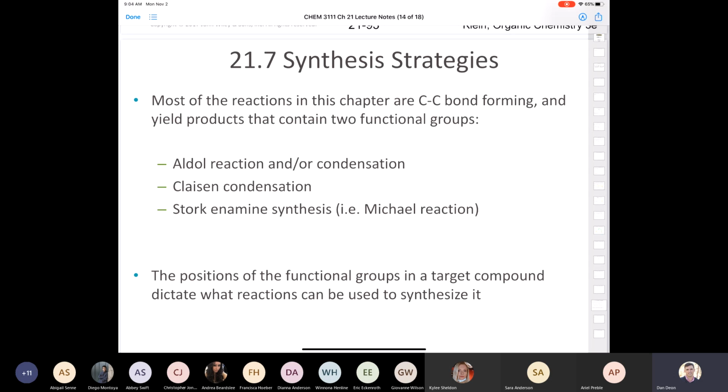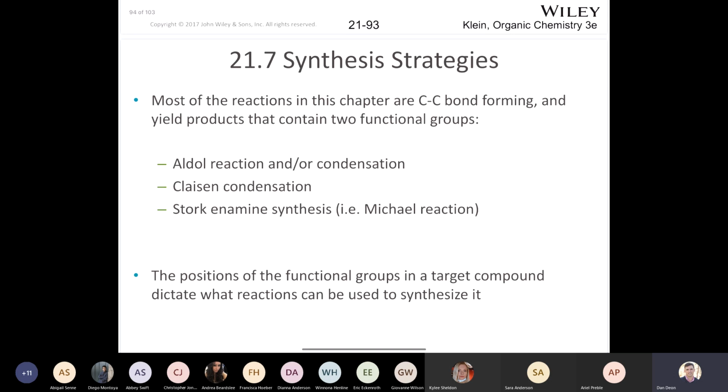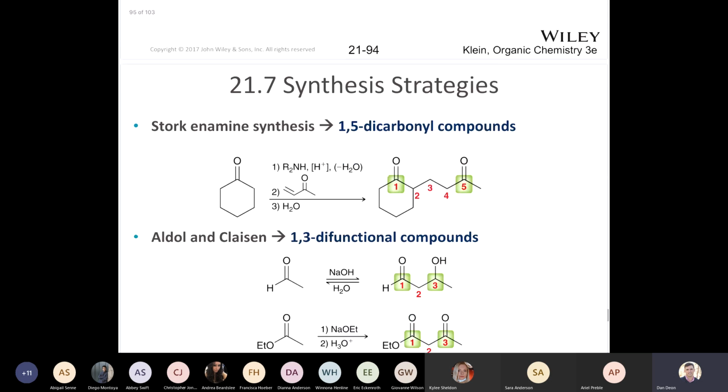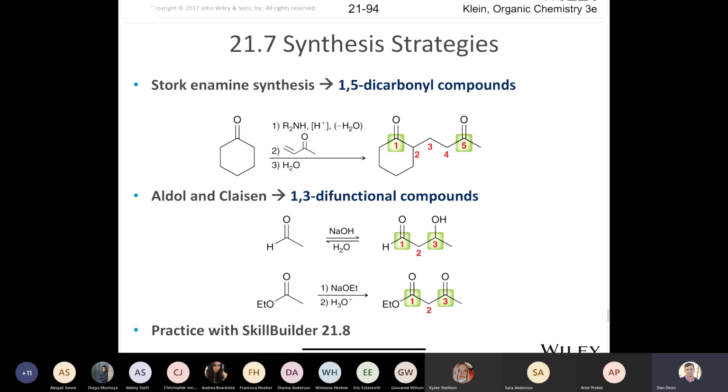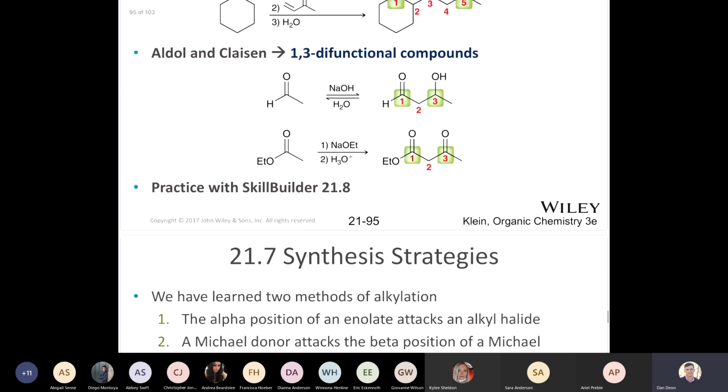That goes back to what I told you about my predecessor who said in his notes, well, you just look at how far apart the functional groups are, and that should give you some kind of strategy as to what synthesis you would use. So if we want to make a 1,5-dicarbonyl compound, we would use the Stork enamine synthesis. Whereas if we want to make a 1,3, this shouldn't say difunctional, it should say bifunctional compound, I think. Anyhow, you would end up using either an aldol reaction or a Claisen reaction, both of which are shown here.